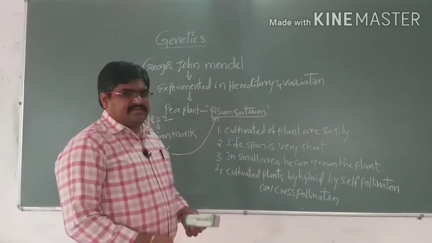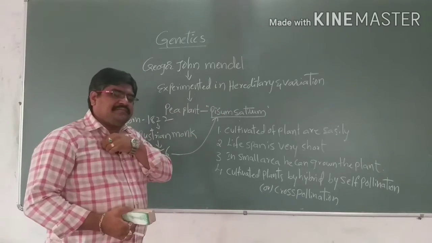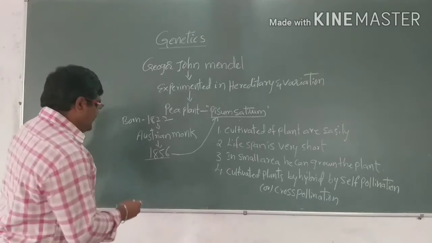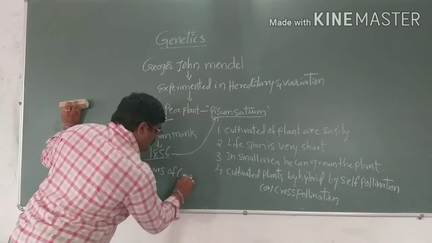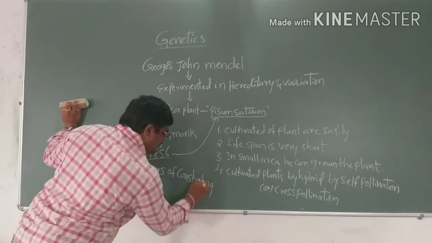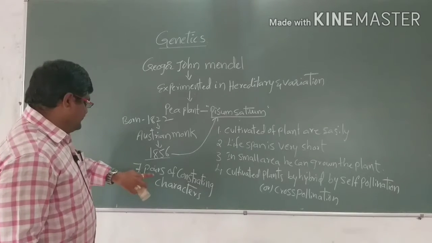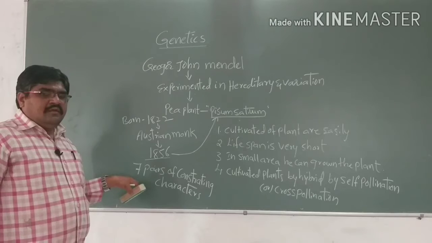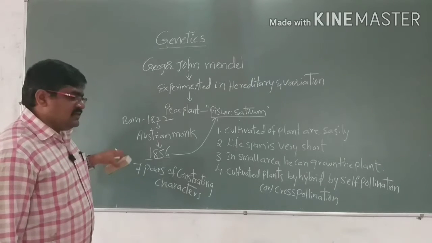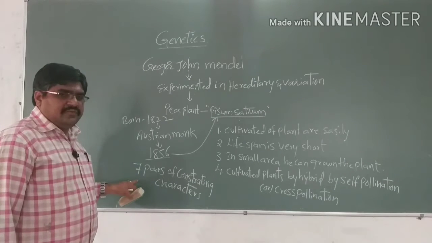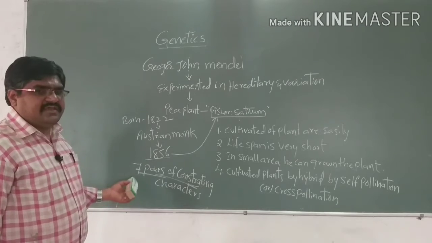So these are the easy characters, and with the help of these characters we have selected Pisum sativum. Also, he took seven pairs of contrasting characters. The seven contrasting characters are: the position of the flower, the color, the shape of the pod, or the color of the pod. So such characters were taken, seven pairs of contrasting characters, in his experiment.